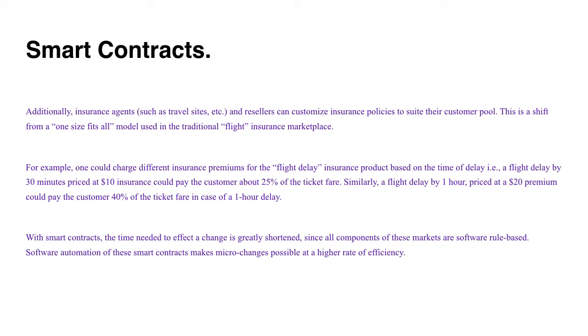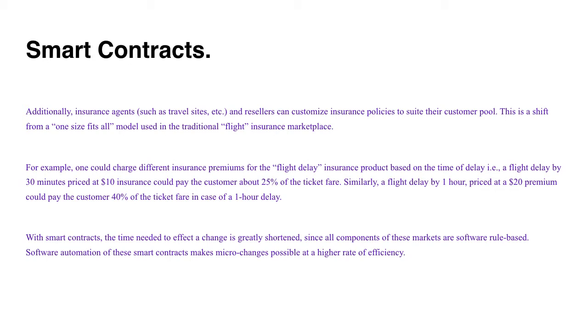Similarly, if the flight is delayed by more than 1 hour, you could pay a $20 premium for the flight insurance, and the customer could get about 40% of the ticket fare in case of a 1 hour delay, and so on. You could configure it, say, if it's delayed by more than 6 hours, you get the entire flight ticket reimbursement back for a premium of $50, and things like that.